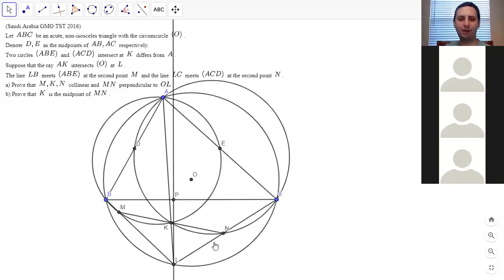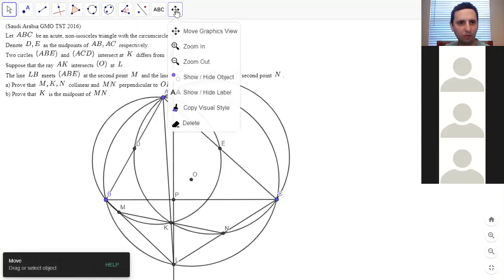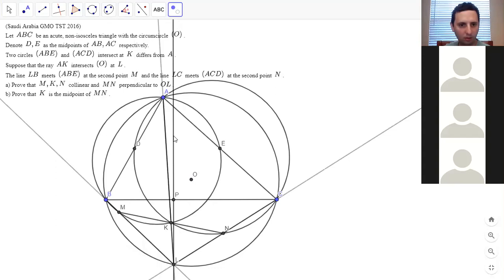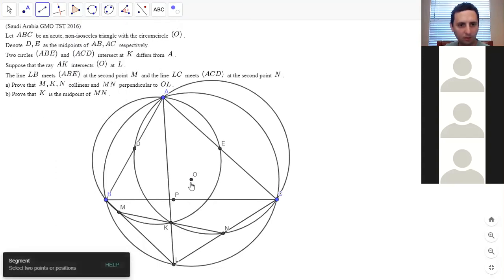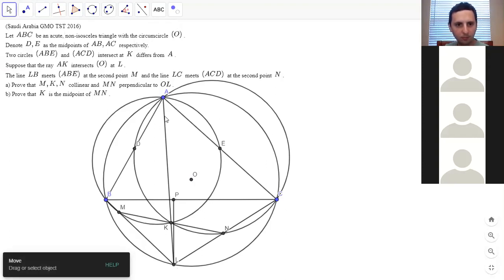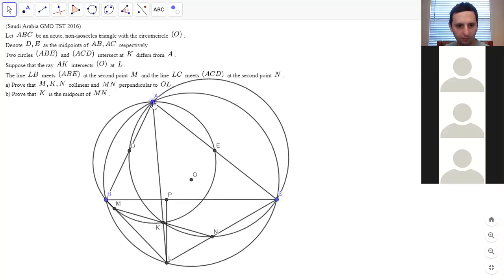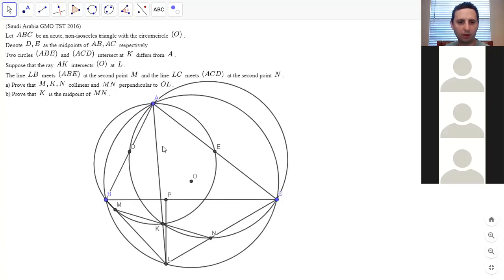So since BC and MN are parallel, then NP and LP are all perpendicular to them. That makes sense. So there we go, we have two proofs. All right, so that shows it. I'm just going to make P a little bit farther away. So we showed that M, K, and N are collinear.